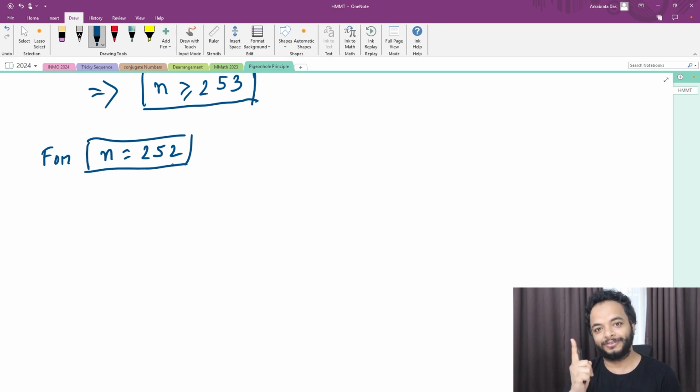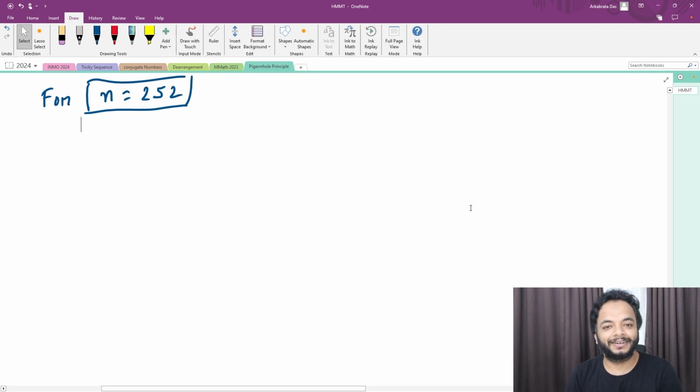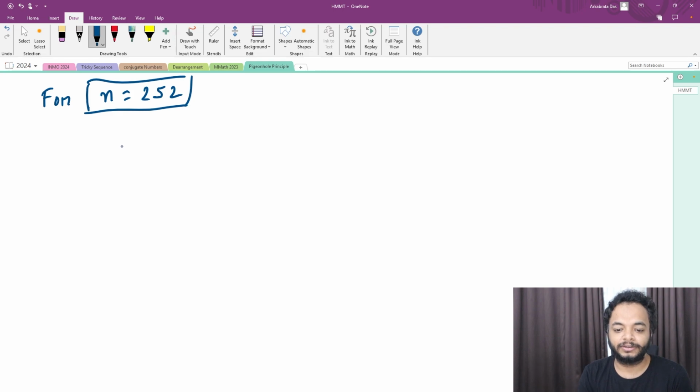So if I can show only one case where it doesn't happen, then I am basically able to prove that for 252 or however many students give the exam, the condition may not hold, because I am showing that one such scenario exists. Okay, so now I have to construct the scenario.